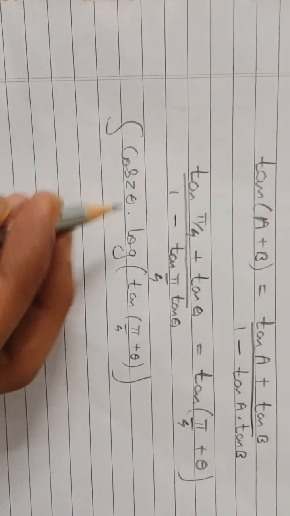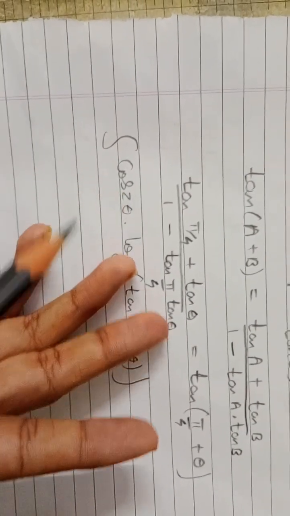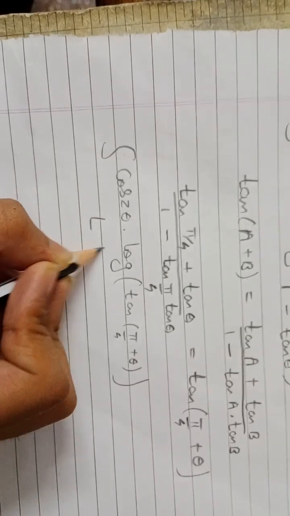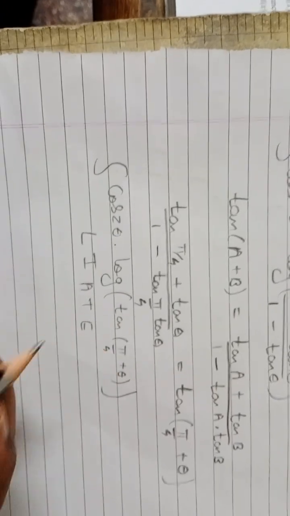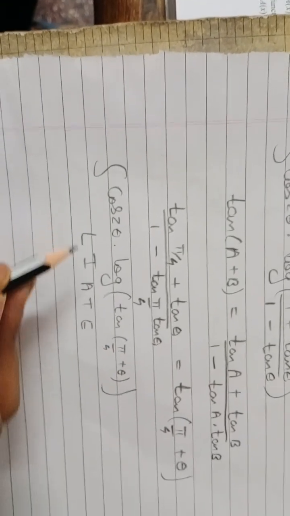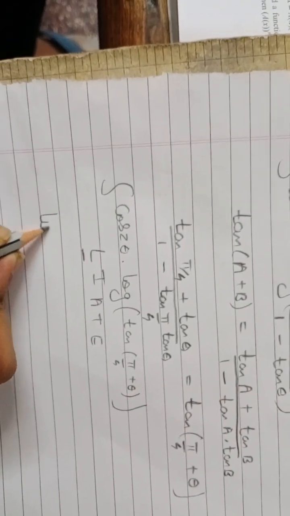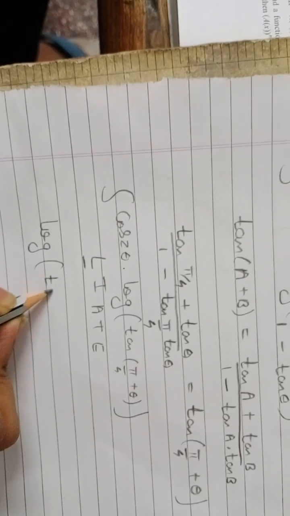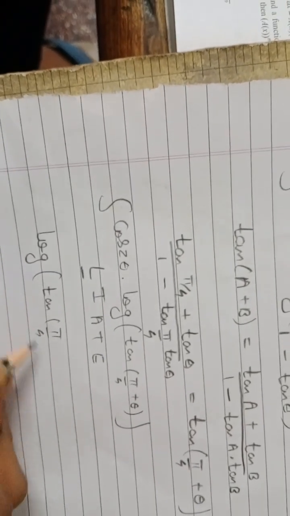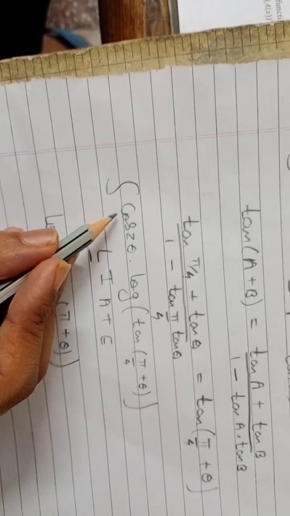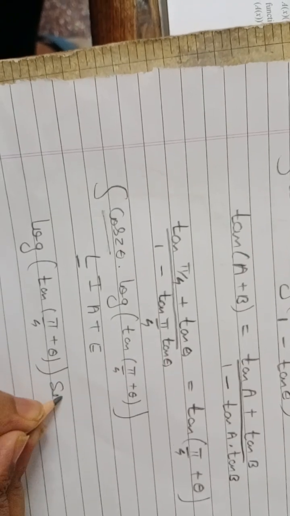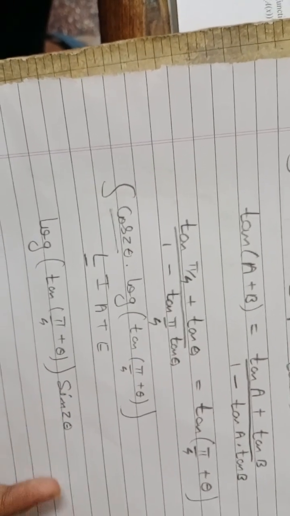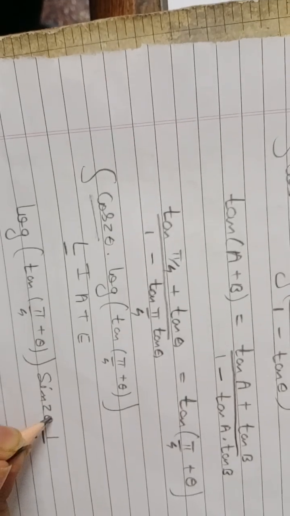So if we use integration by parts, if we go by the LIATE rule, it says that we have to use the logarithmic first, so we need to keep it constant. So we'll keep log of tan of pi by 4 plus theta constant and take the integration of this term. The integration of cos 2 theta is sine of 2 theta, and don't forget we need to divide by the derivative of 2 theta.